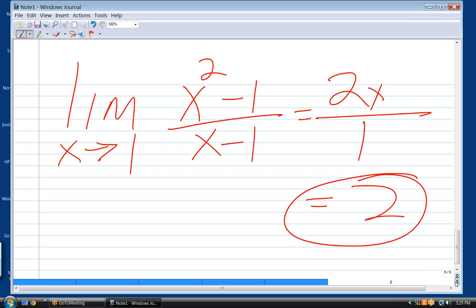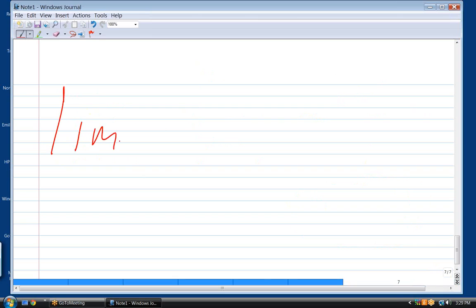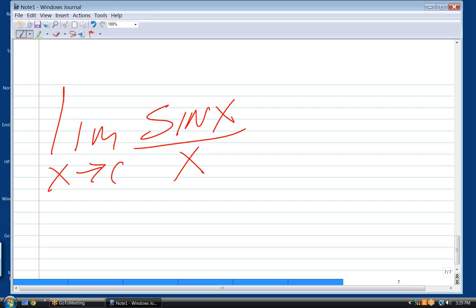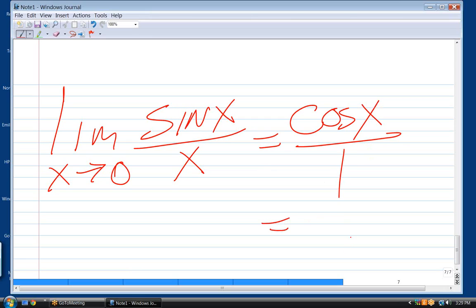Same thing with the limit of sine x over x. This is brutally difficult to figure out until you get L'Hopital's rule. But if you take the derivative of the top, you get cosine x. You take the derivative of the bottom, you get 1. Now substitute. Cosine of 0 is 1.